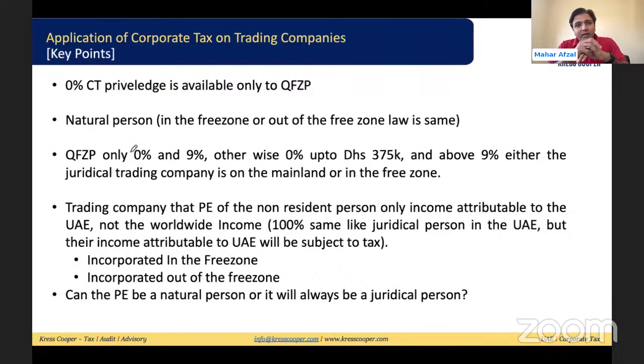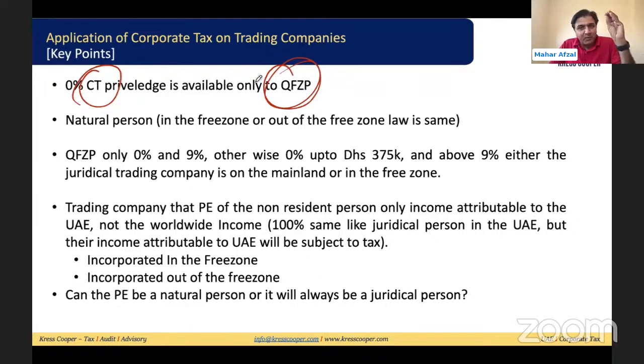The important thing, what are the key points we have discussed now? The important thing is that the 0% corporate tax privilege is only available to the qualifying free zone person. This privilege is not available to any person other than the qualifying free zone person. Important. Second thing, natural person.